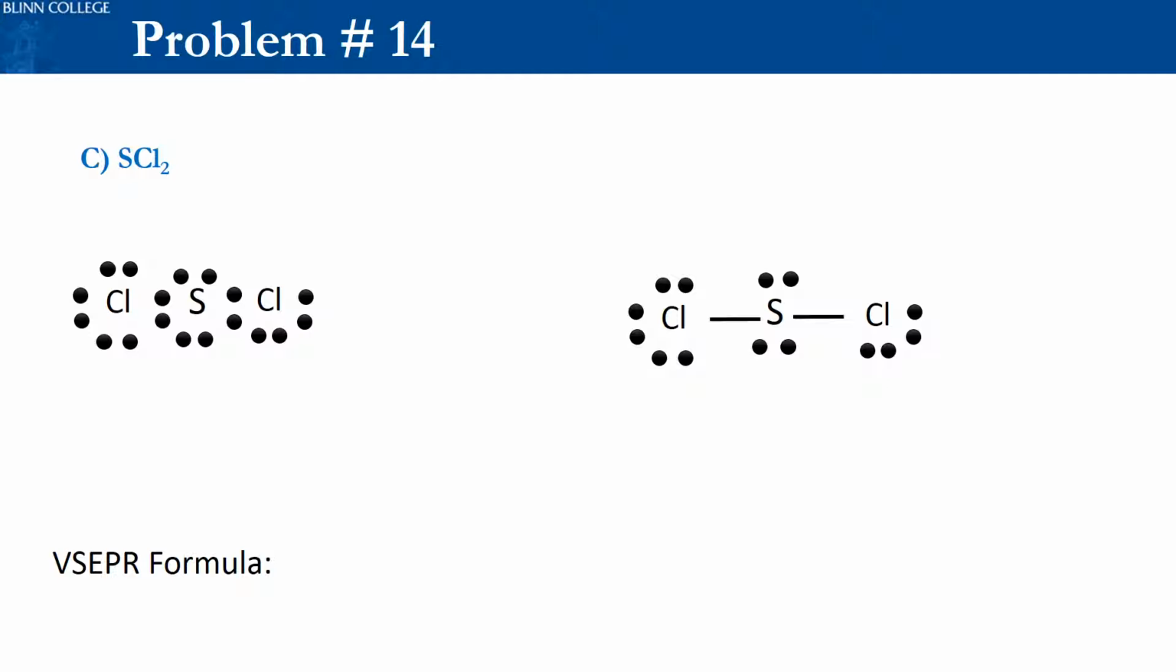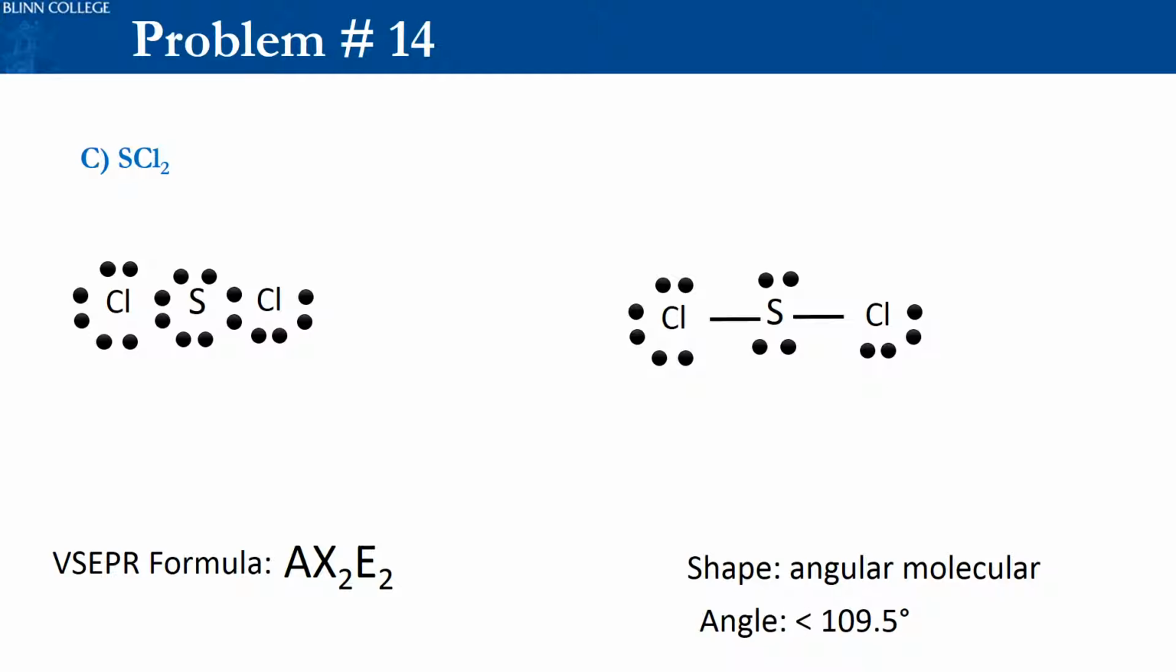It has a VSEPR formula of AX subscript 2, E subscript 2. A means that there's a central atom. X subscript 2 means that there are 2 atoms attached to the central atom. And the E subscript 2 means that there are 2 lone pairs. This results in an angular molecular shape, and it also has an angle of slightly less than 109.5 degrees.